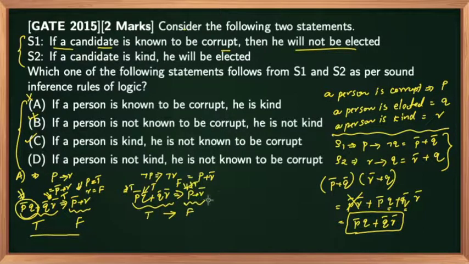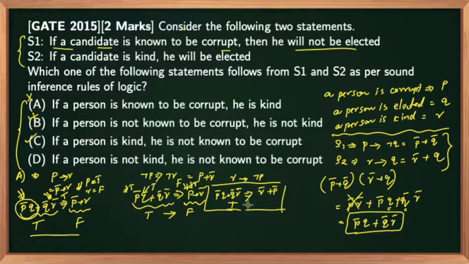Now let's see C. It says a person is kind, that means R, then he is not found to be correct, right? So R implies not P. Okay, R implies not P. So that means R bar plus P bar, and on the left hand side, if this is correct, then P bar Q plus Q bar R bar implies R bar plus P. This should be a tautology, right?